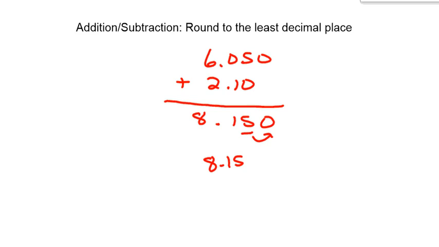Hopefully that makes sense for addition. Subtraction runs the same way. We round to the least number of total decimal places given. So since this is to the hundredths place, we must round to the hundredths and not include the thousandths place there.